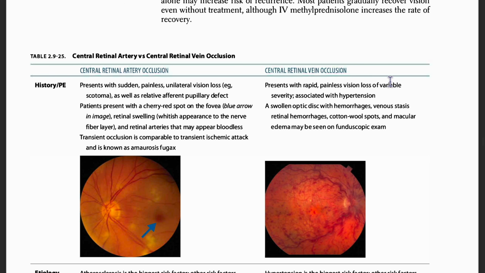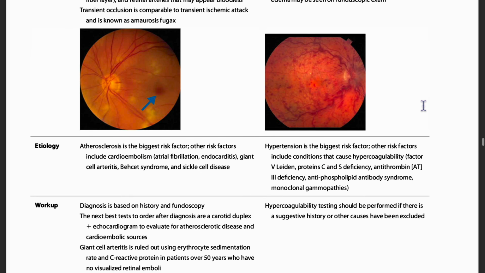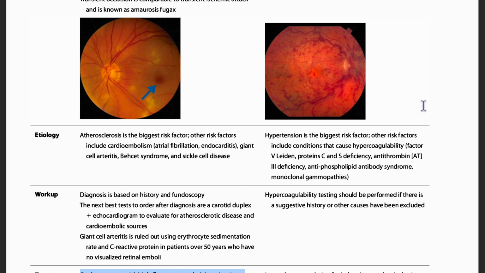Coming to central retinal vein occlusion, it presents with rapid painless vision loss of variable severity associated with hypertension. A swollen optic disc with hemorrhages, venous stasis, retinal hemorrhages, cotton wool spots, and macular edema may be seen on fundoscopic exam.